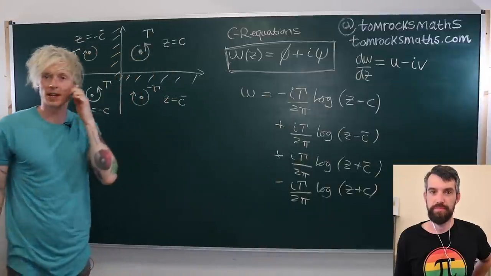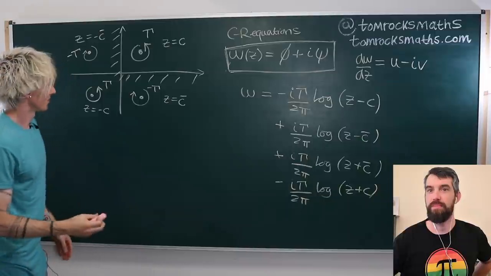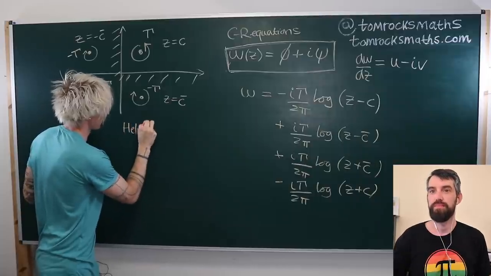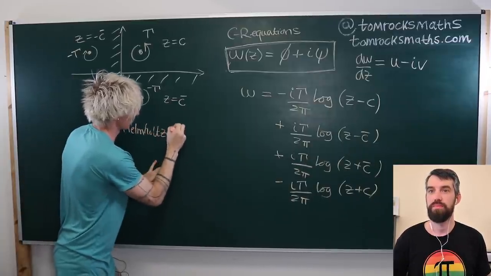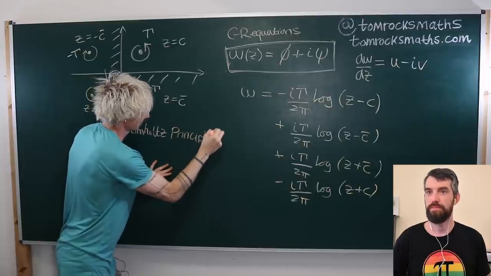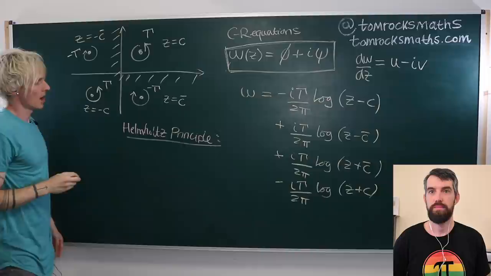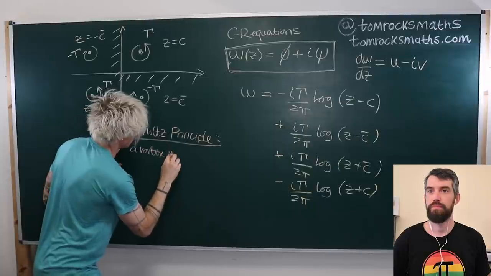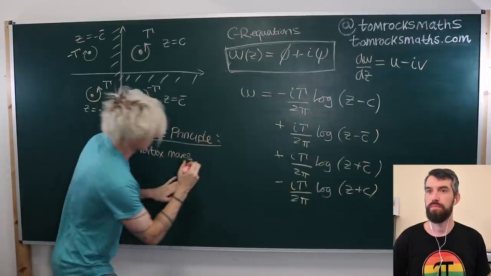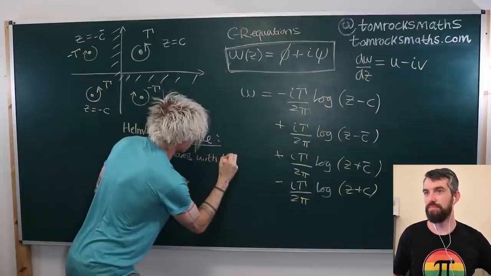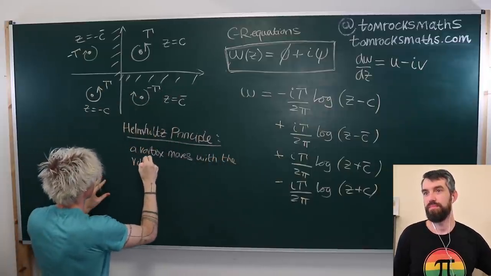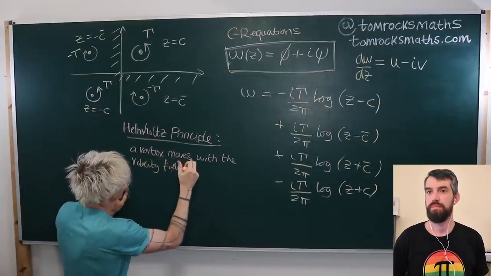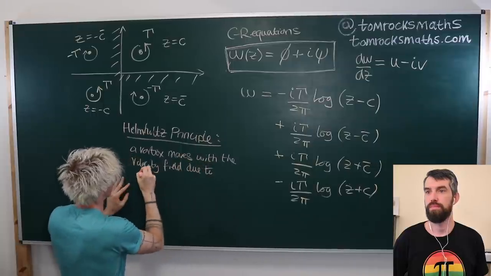Okay, so we have a rather complicated complex potential. Now, what we want to use for vortex motion, this is going to be our final step, is we have something called Helmholtz's principle, named after the mathematician that studied this, which says that a vortex moves with the velocity field due to everything except itself.